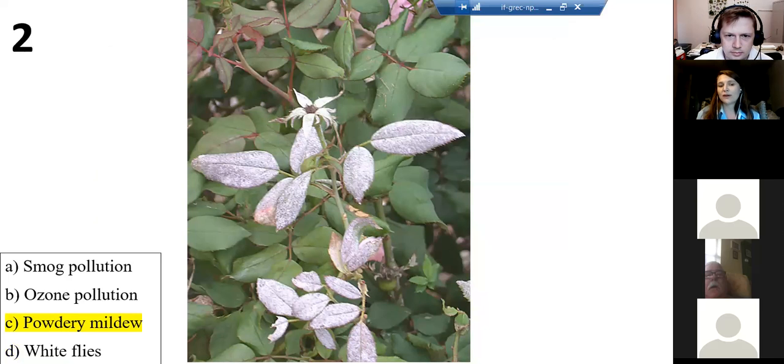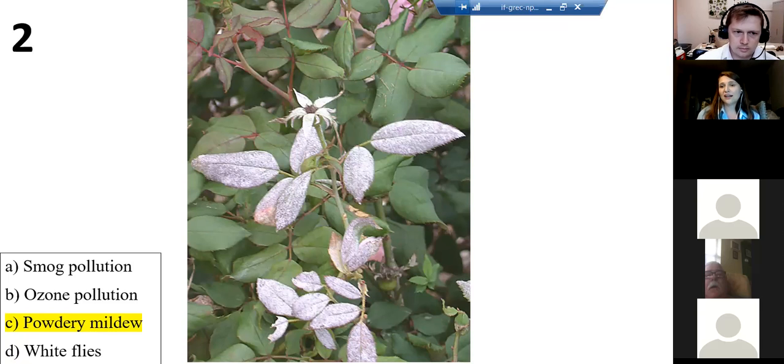And then, of course, by seeing it like this, it might look like white flies, but if you have those in hand, it would be very easy to spot too. The other ones, like smog pollution or ozone pollution, sometimes we see symptoms like that, but they would probably be a little bit of a different color, and also the structures. You wouldn't be able to see the signs of the fungus that is the powdery mildew.